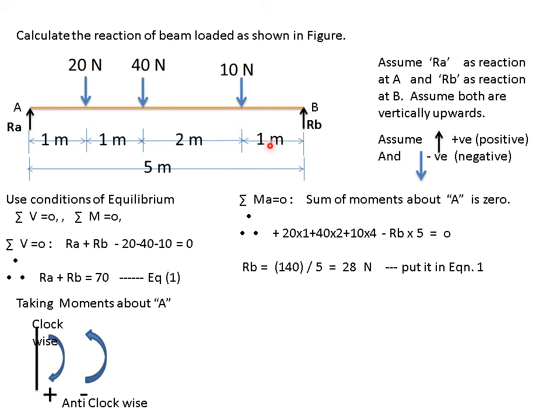So 2 plus 3, 5. So it will be RB into 5 is equal to 0. So by solving this you get RB is equal to 28 Newton. Put this value of 28 Newton in equation 1. RA plus RB is 80. So RA is equal to 80 minus 28. You get RA is equal to 52.